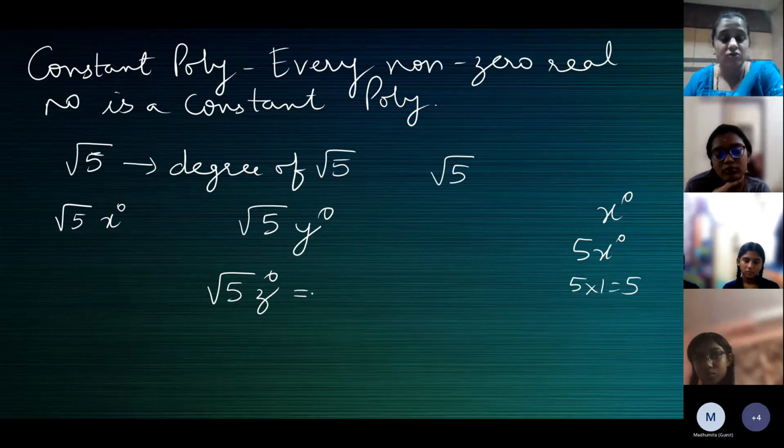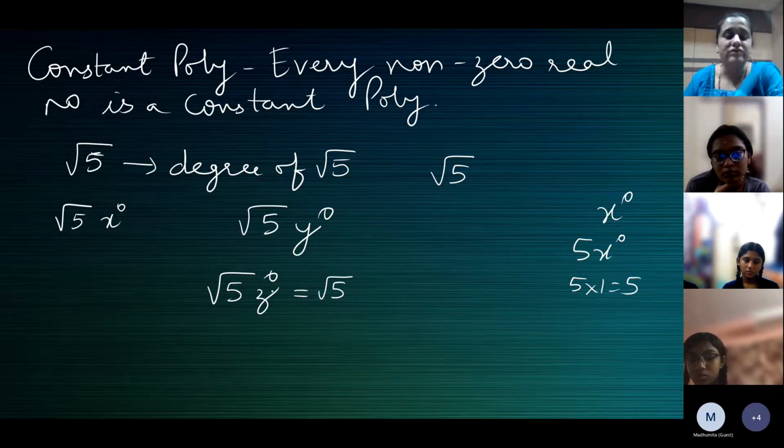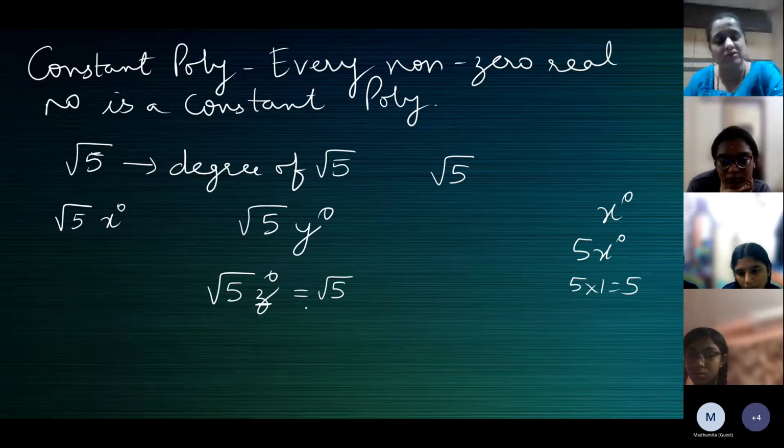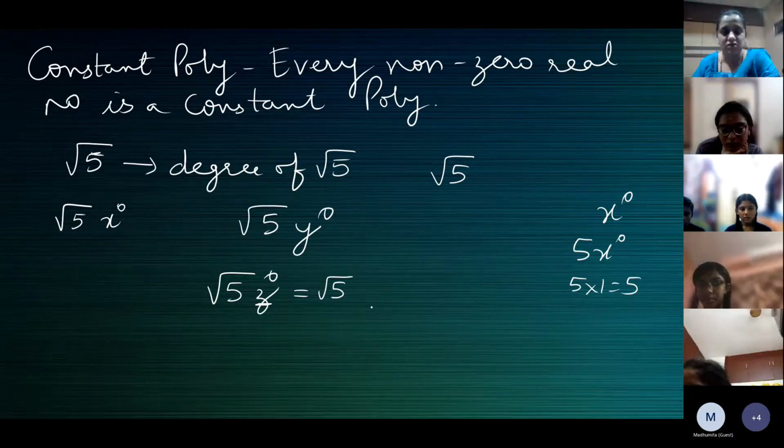And you're not changing the value now. It's still root 5. Though you write it as root 5 z to the power 0, z to the power 0 is 1, and root 5 into 1 is root 5. So you're not changing the value of the constant polynomial root 5. You cannot add or take away something and change the value of the expression given. It's still root 5. It doesn't change. And you can see that the variable is raised to the power 0.